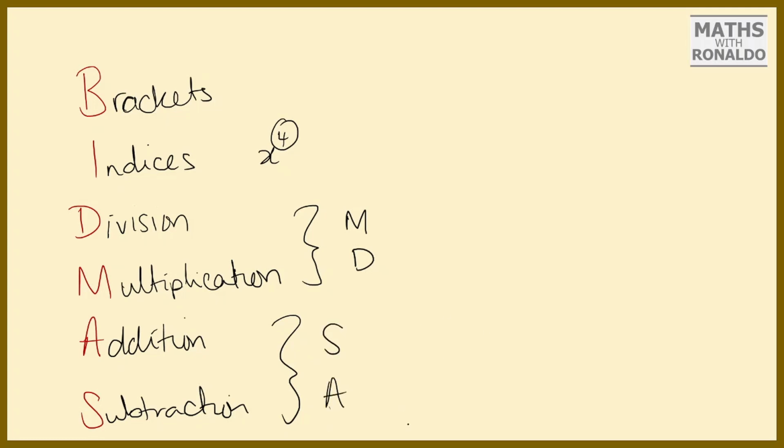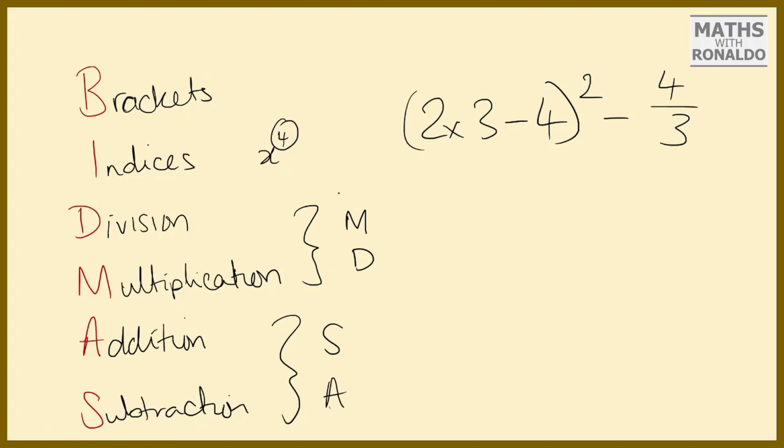It will not matter. Now an example is (2 times 3 minus 4) all squared minus 4 over 3. Now, first of all, we do the brackets, and inside the brackets we have this bit.